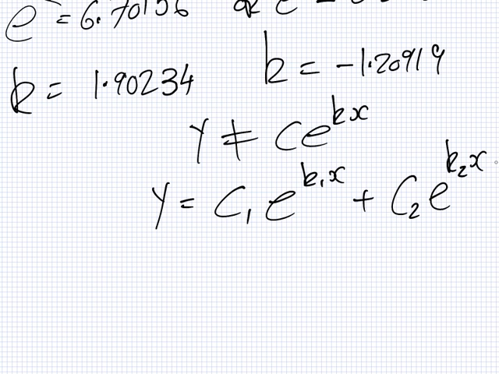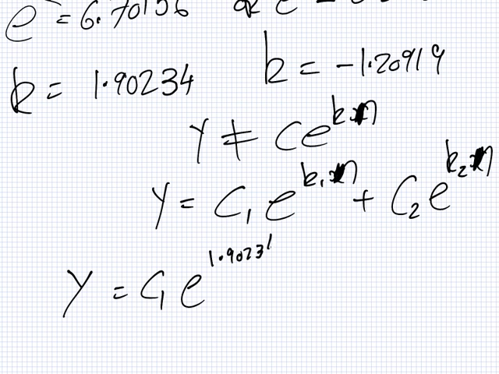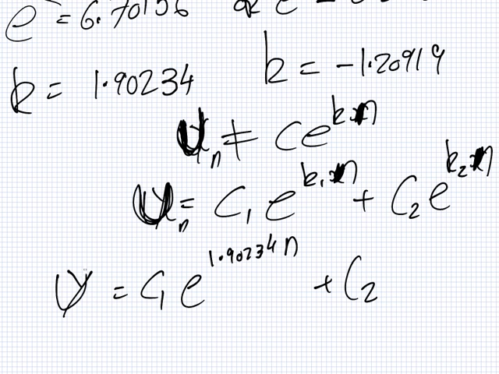Okay, so I know what my K is. So I have Y equals C1 E, sorry, I wrote X, of course that's not X, it should be N. C1 E to the 1.90234N plus C2, and of course, why am I writing Y? It's not Y, it's UN. E to the minus 1.20919N.